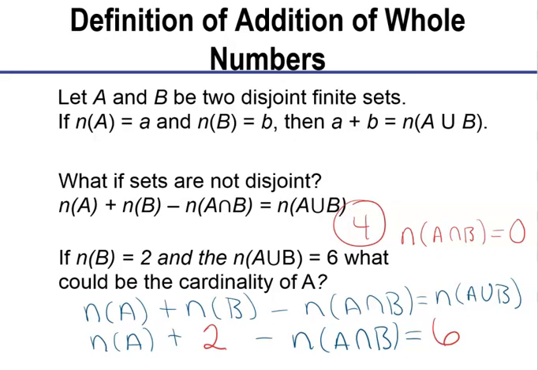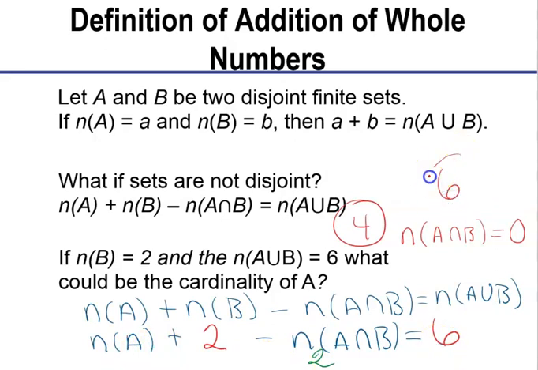On the other hand, what is the largest the intersection could be? What's the absolute biggest the intersection could be? Well, it can't be any bigger than 2, right? Because the number in set B is 2. And if all the elements of B are also in A, that means the number in A intersection B could possibly, at most, be 2. So I'm going to write that underneath there, all right? So it would be the number of A plus 2 minus 2 equals 6. So those 2's would cancel out, which means the number in A could also be 6.